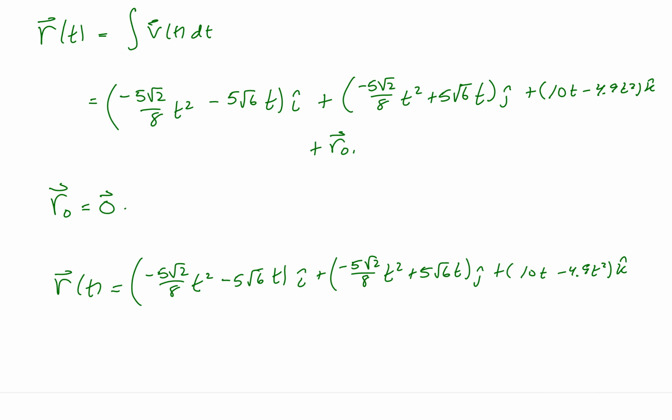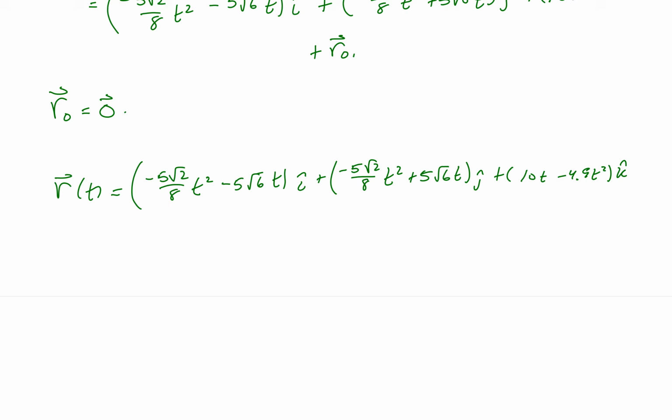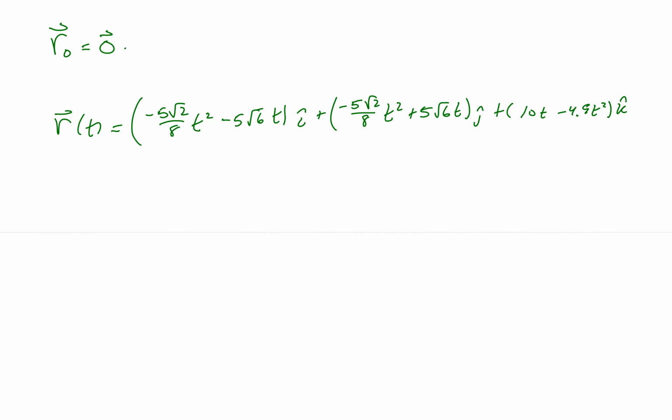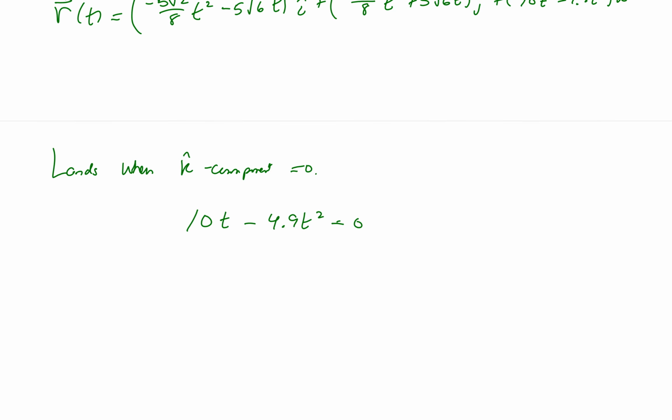And now our original problem was to figure out where it landed. So this lands when the k component is equal to 0. So that means when 10t minus 4.9 t squared is equal to 0. And so this happens when t is equal to 0. We'll factor this side here. You get a t, and then you get 10 minus 4.9 t equals 0.